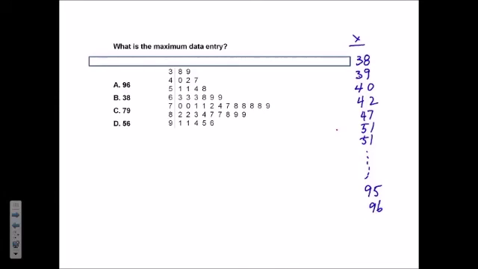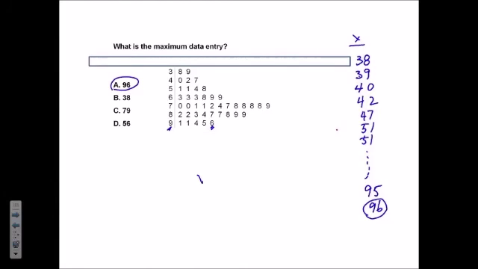And then the question says, what is the maximum or biggest data entry? Well, the biggest data entry would be 96. It's the last entry on the bottom, 9 by 6. So the answer would be 96 or A.